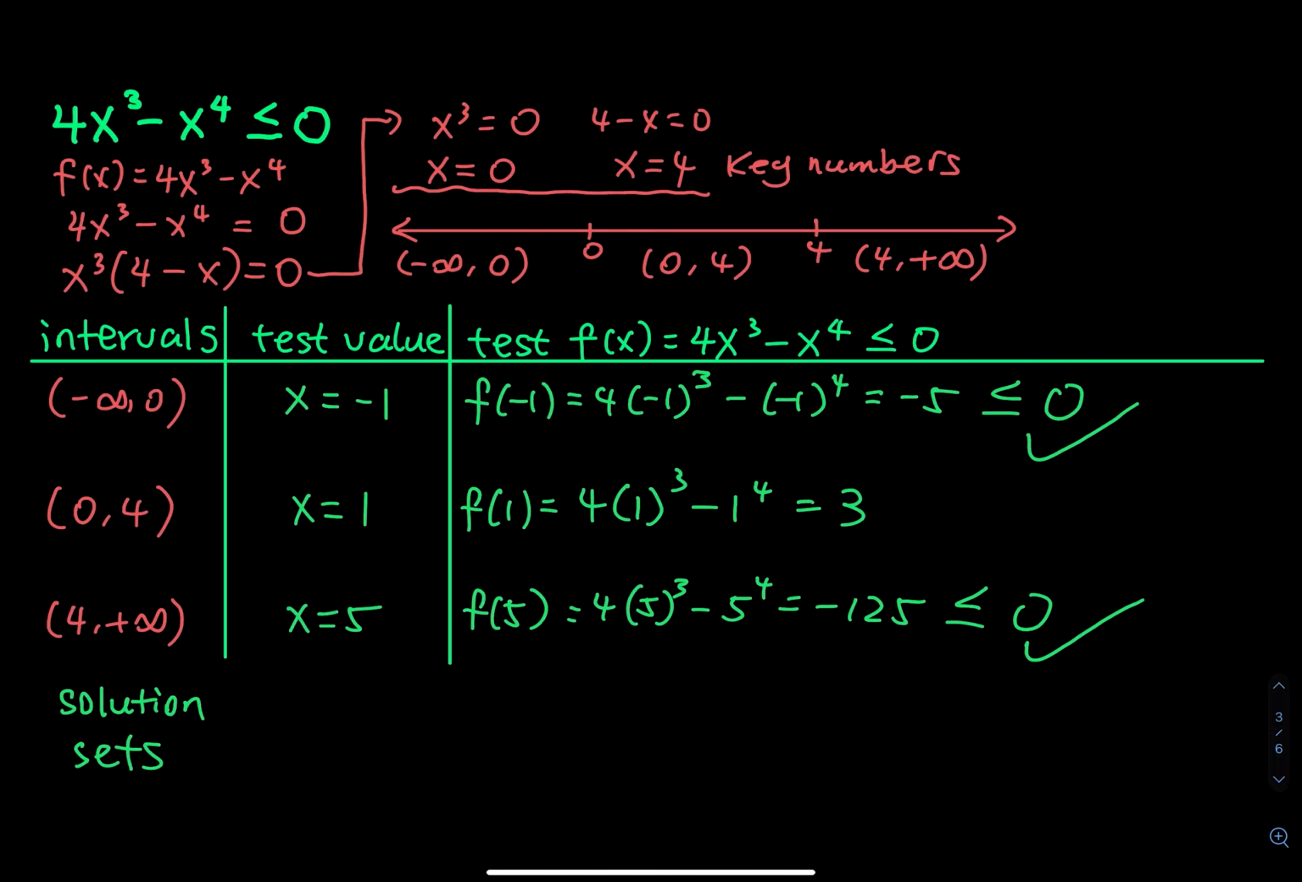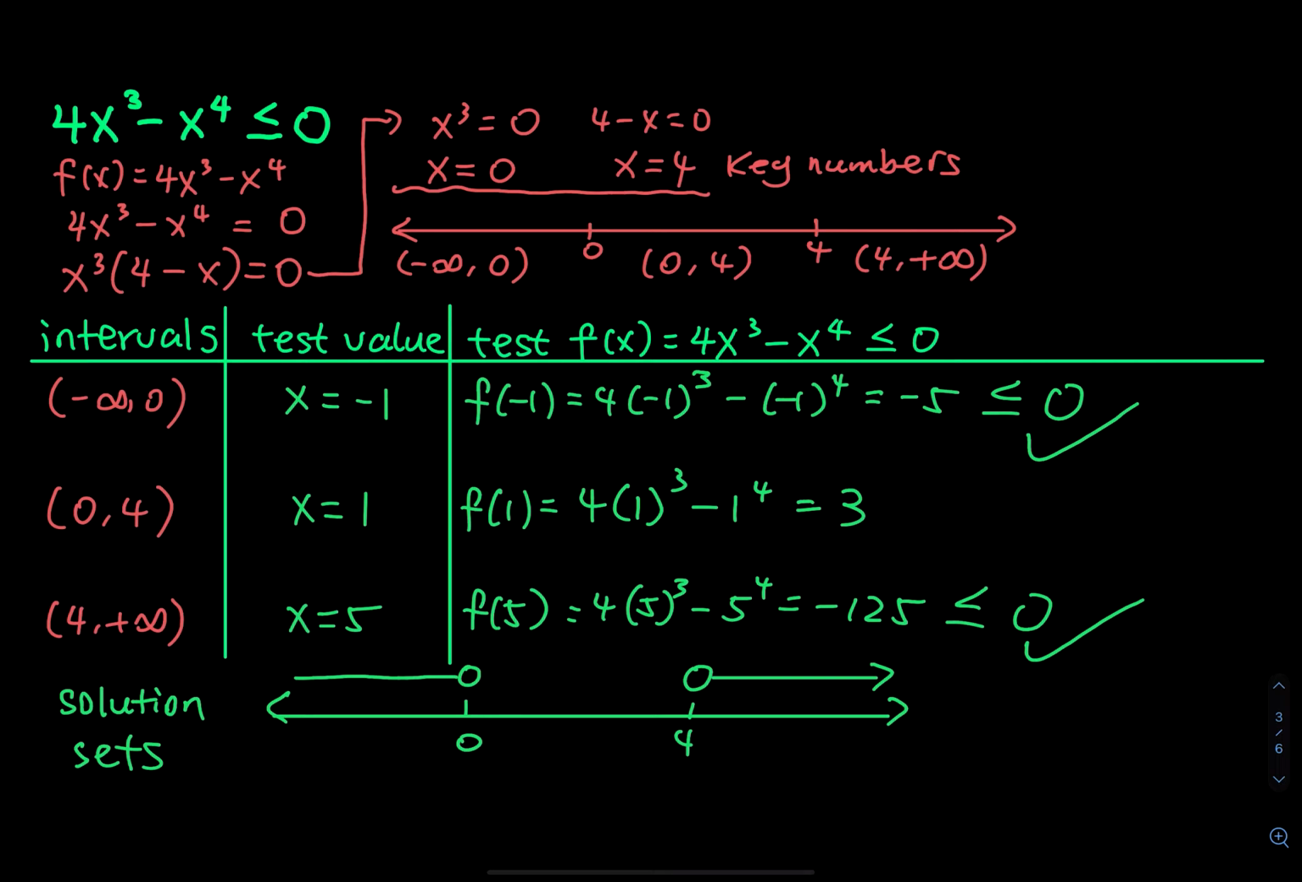Solution sets. Look, this is from 4 to infinity. This is an interval, not an individual value. There are infinitely many numbers in this interval, so that's why you have to call this a solution set, not an individual solution. And then you draw the number line again: 0, 4, and 4 to positive infinity. It goes all the way to positive infinity, and from 0 all the way to negative infinity.